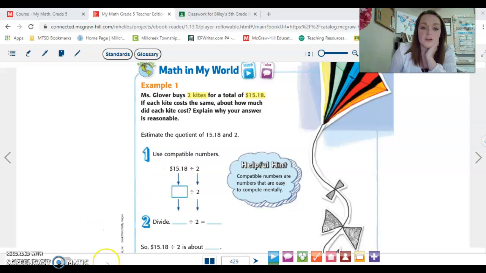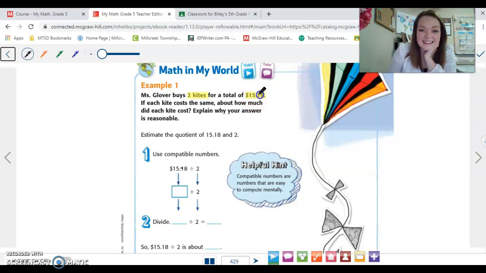So when we are dividing, Mrs. Bliley, there is a typo in our book, so Mrs. Bliley is going to make a correction to it, so this actually makes sense. I would like you to change $15.18 to $15.78. This will help us round correctly and properly. So we have $15.78 divided by 2.